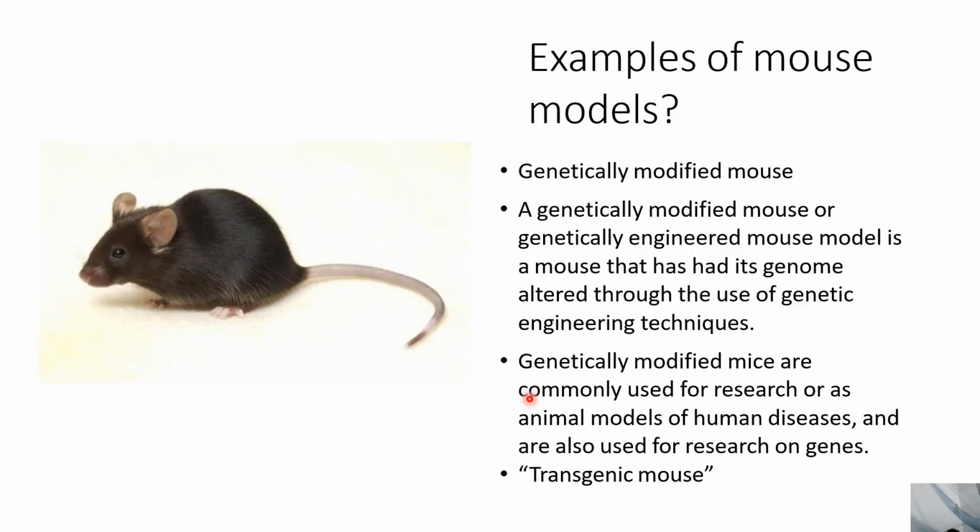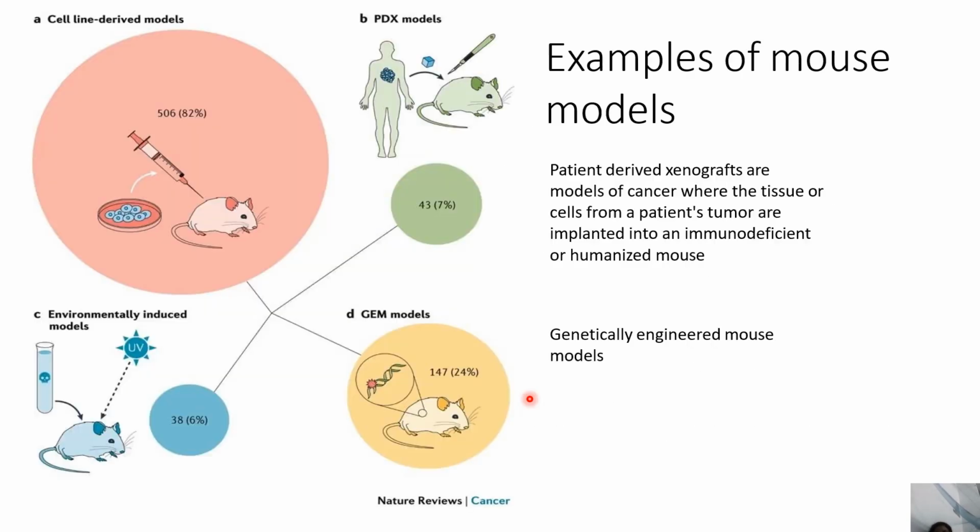So, basically, a genetically modified mouse is a mouse that has had its genome altered through the use of genetic engineering techniques, right? And genetically modified mice are commonly used for research or as animal models for human diseases, and they're also used for research on genes, transgenic mice. Examples of mouse models are patient-derived xenografts, which are models of cancer where the tissue or the cells from a patient's tumor are implanted into an immunodeficient or humanized mouse.